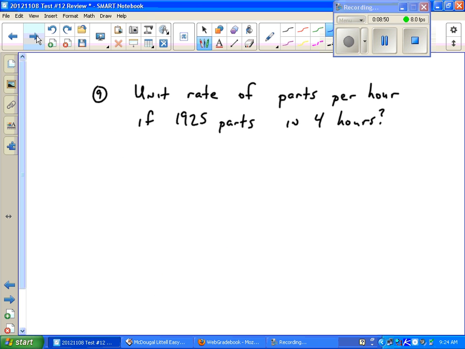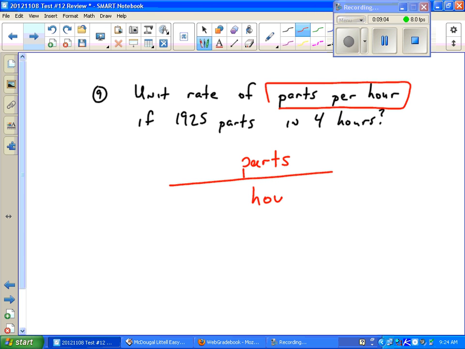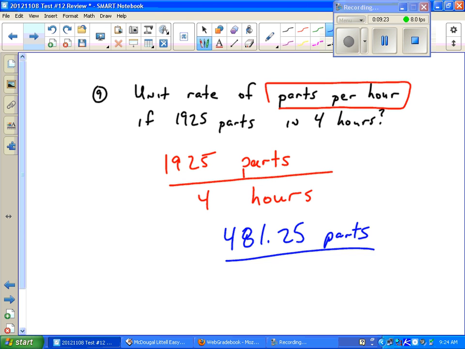Number 9 says the unit rate of parts per hour if 1,925 parts are made in 4 hours. Here's your key right here, parts per hour. So set it up as parts, just like miles per hour, parts per hour. That's how you're going to set it up. There's 1,925 parts in 4 hours. Say hours like that if you want to. And when you divide 1,925 by 4, you get this number, 481.25 parts in 1 hour.